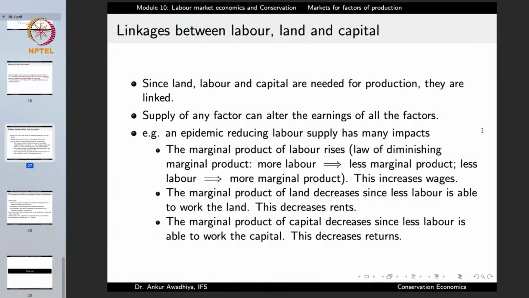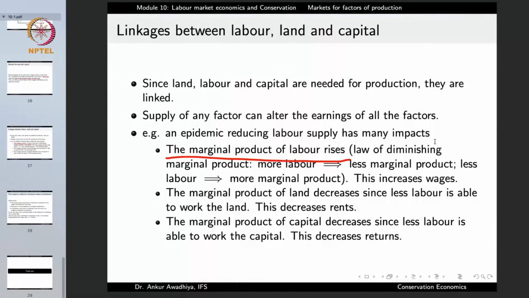then the supply reduces. Now when the supply reduces, the marginal product of labor rises. Why? Because of the law of diminishing marginal product. If you have more labor, then you have less marginal product. Remember that marginal product is the production made by one extra unit of labor. So if there is more labor, the amount of production made by one extra unit is less. Which means that if you have less labor, you have more marginal product. And if you have more marginal product, with everything else remaining the same, that is the price remaining the same, the value of the marginal product will increase, and this will increase the wages.